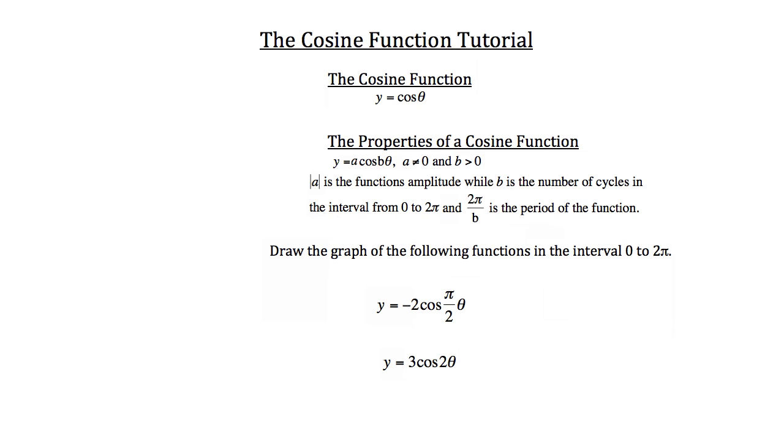I'd like you to draw the graph of the following functions in the interval from 0 to 2 pi. Let's begin with the graph up top. Y is equal to negative 2 times the cosine of pi over 2 times theta. Now remember, this value in front is our a value. That's the amplitude of our function. And the absolute value of that is the amplitude, so the absolute value of negative 2 is 2.